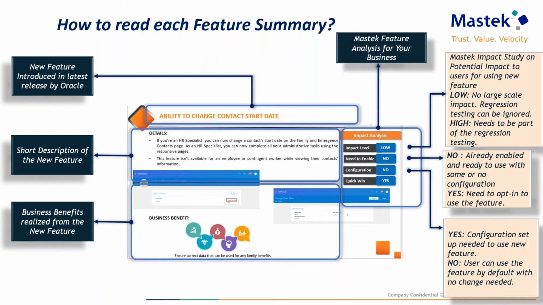Last one is quick wins. This term we use to simply convey what is ready to use by investing a minimum amount of time, and what requires a significant amount of time and effort to make use of the feature.